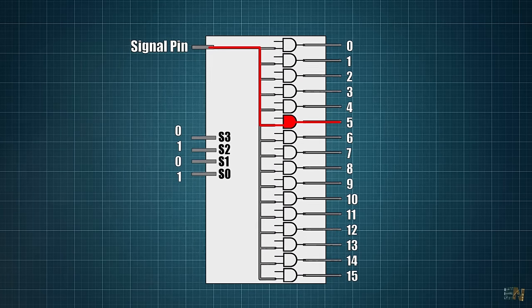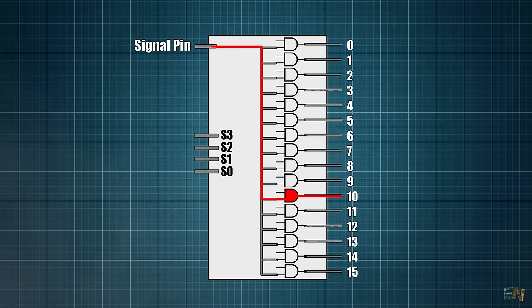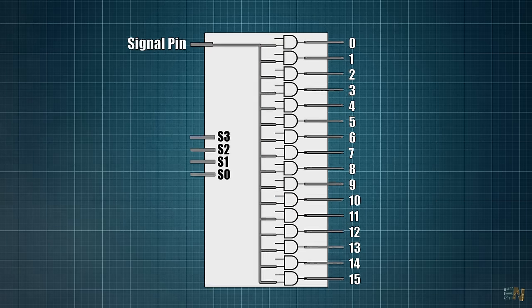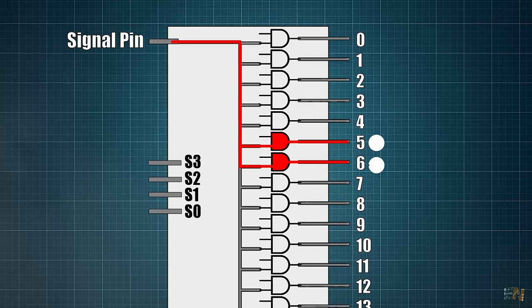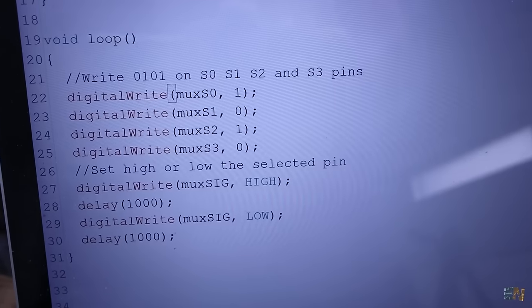That means that you could only control one output at a time, and that's the disadvantage of this module. If you want to set, for example, the pin 5 and 6 to high at the same time, well, you can't. So you have these connections, now let's check the code.